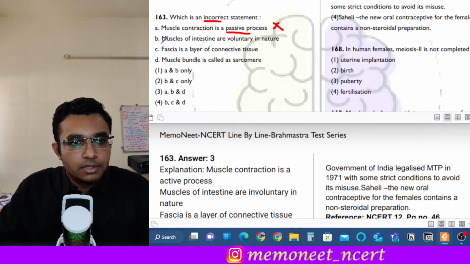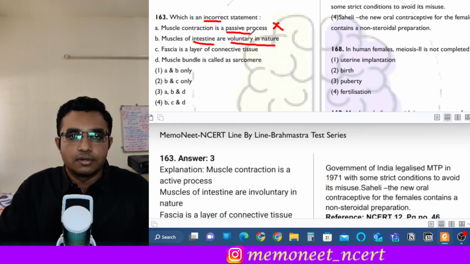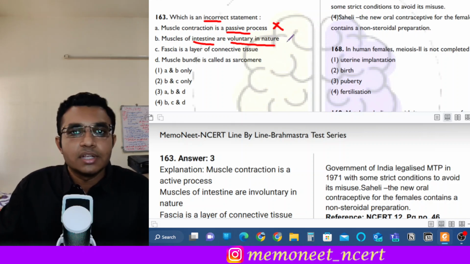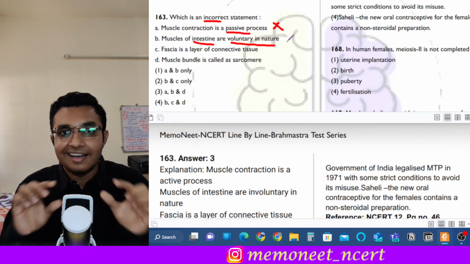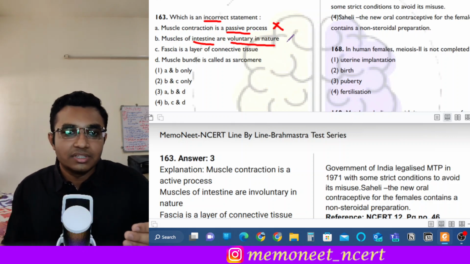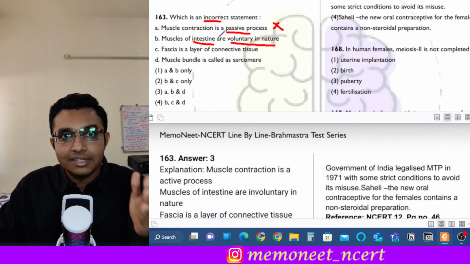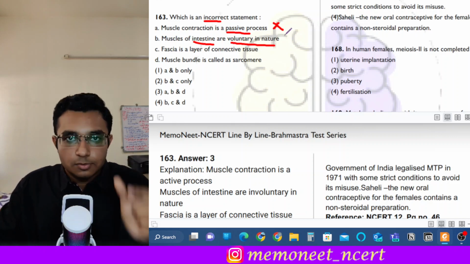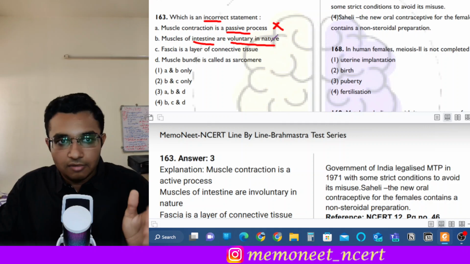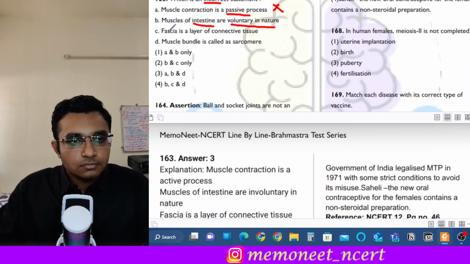Next is option B, that is muscles of intestine are voluntary in nature. This is also an incorrect statement because muscles of the intestine are not in our control. They are acting on their own. So they are called involuntary muscles. Because the characteristic muscle in the intestine is what type of muscle? It is smooth muscle, and smooth muscle is involuntary in nature. The next is fascia is a layer of connective tissue. So this is a correct statement. Fascia is a layer of connective tissue.